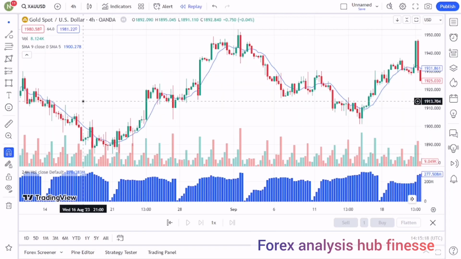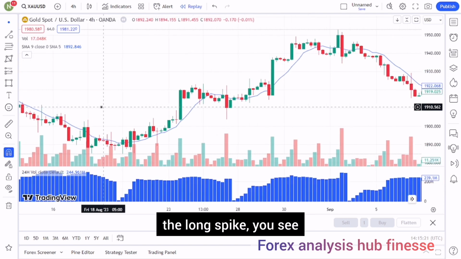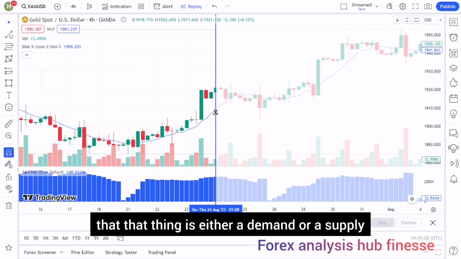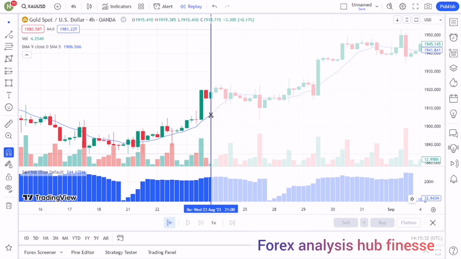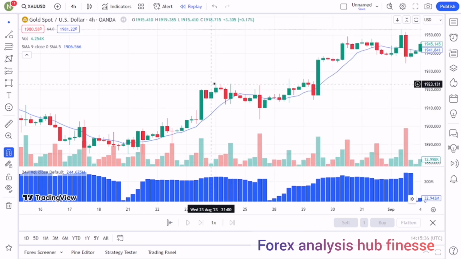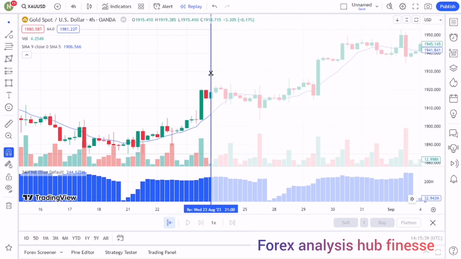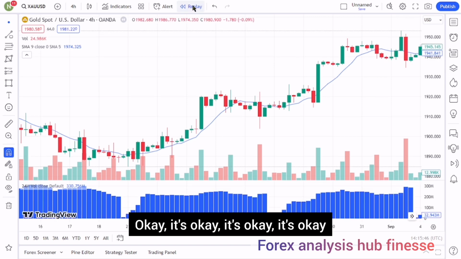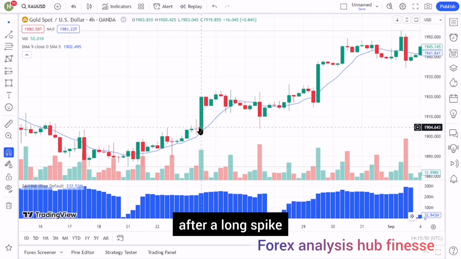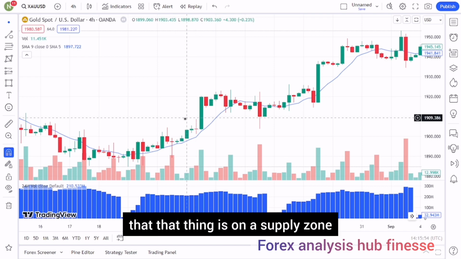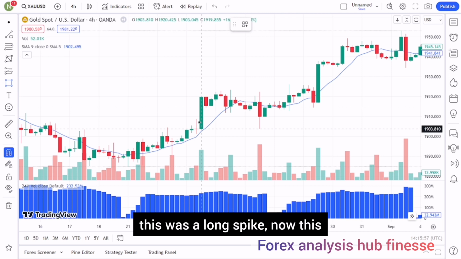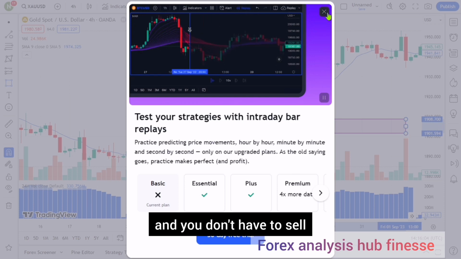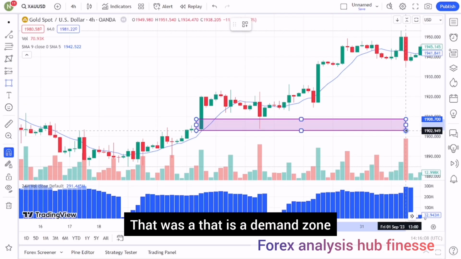Now, as I was saying, the long spike shows that the candle before it is either a demand or a supply. After a long spike, the previous candle shows that this is a zone, because we can make it. This was a long spike. Now this will be a demand zone. You see that? That is a demand zone, and you don't have to sell.